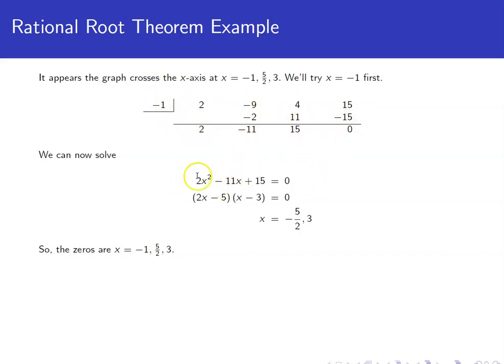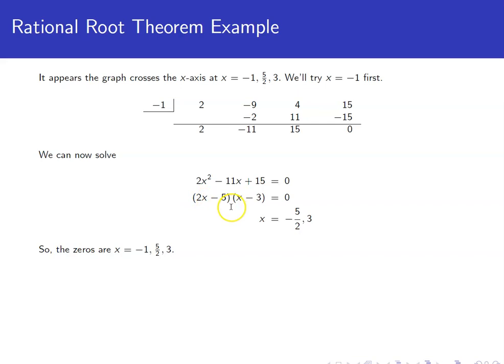We can solve quadratics again either by factoring or by quadratic formula. The quadratic we have is 2x squared minus 11x plus 15. We want to set that equal to 0. This actually does factor. If you don't see how to factor it right away, you can always use quadratic formula. It will get you the same answers if you apply it correctly.